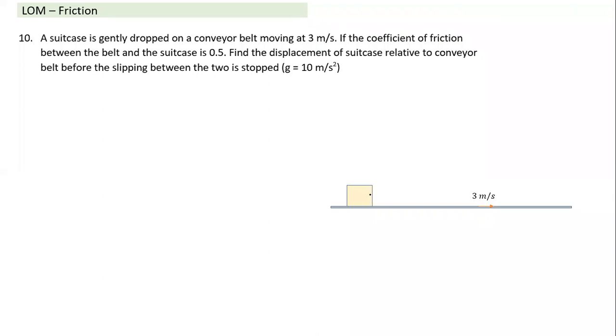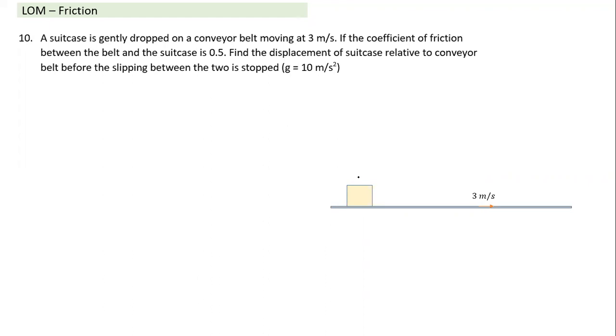And if we drop a suitcase, you can come across different kinds of suitcases. Some suitcases have a very hard and smooth surface. Some suitcases are made of a cloth kind of material. So different suitcases will have different coefficients of friction. And coefficient of friction is a property of two surfaces which are in contact. So in this particular case, let's take the coefficient of friction as 0.5.